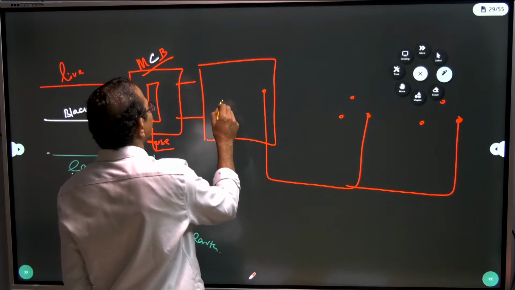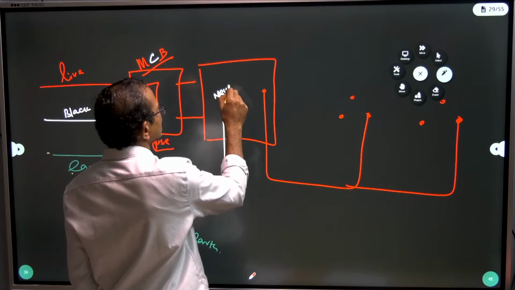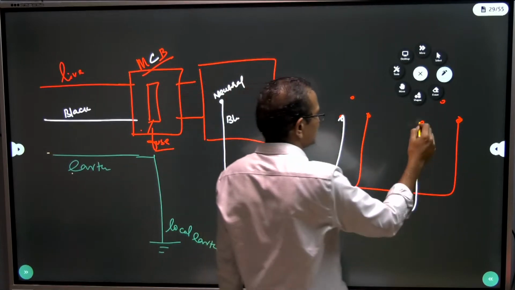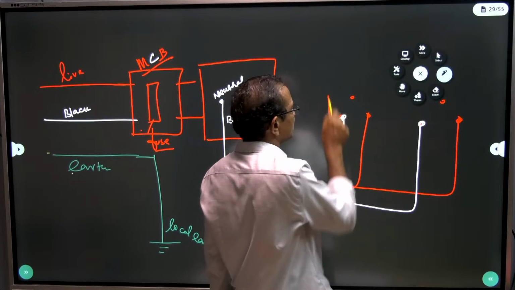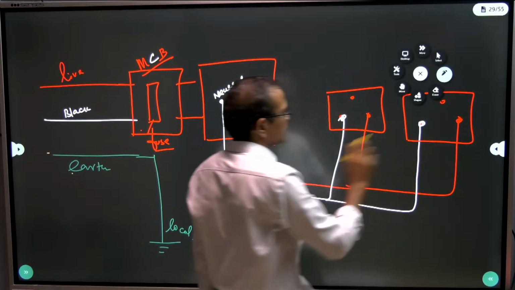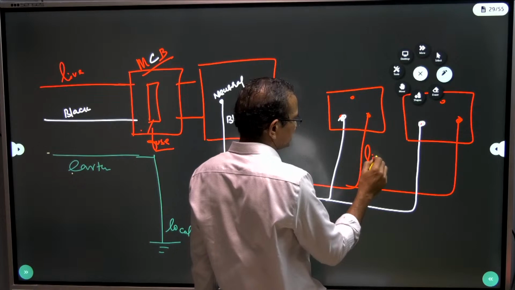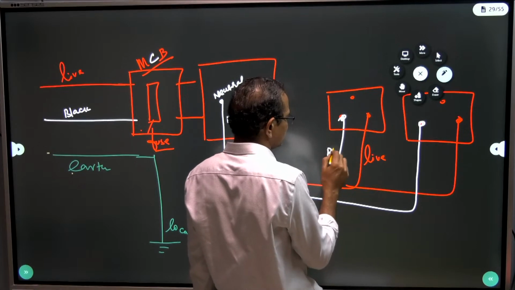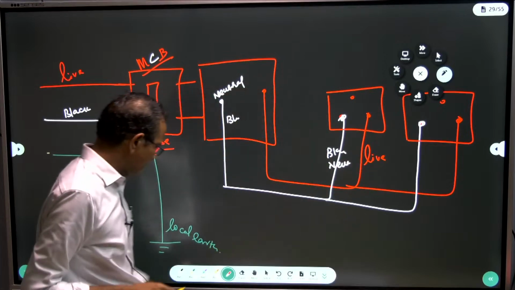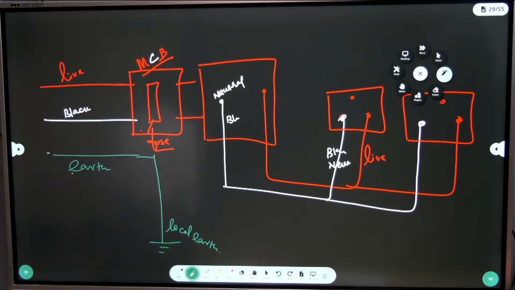Okay, this is black, called neutral. Neutral should generally go to the left hand side. Now say you have a plug point at your home, it looks like this. So this red color is live, this black is neutral, and this green color must be given to the other part, the earth.